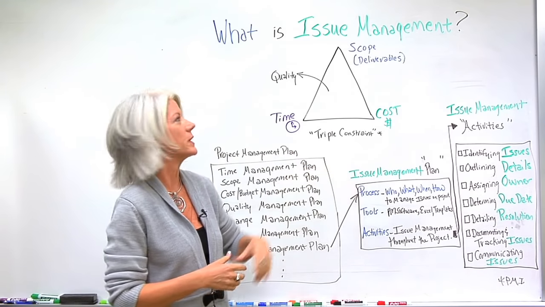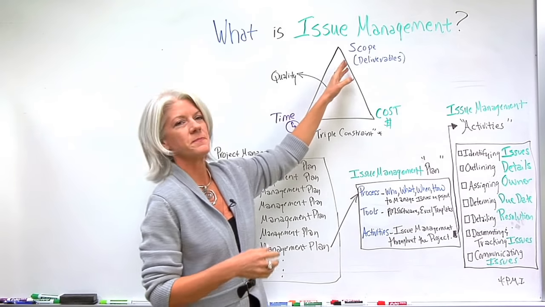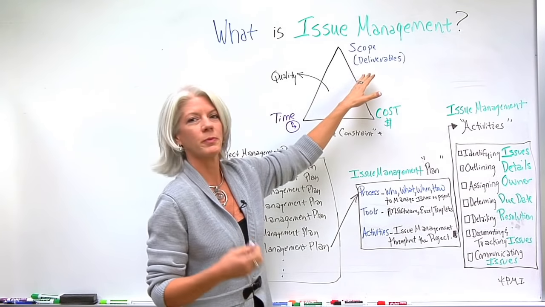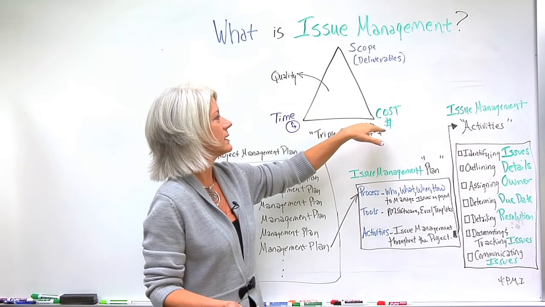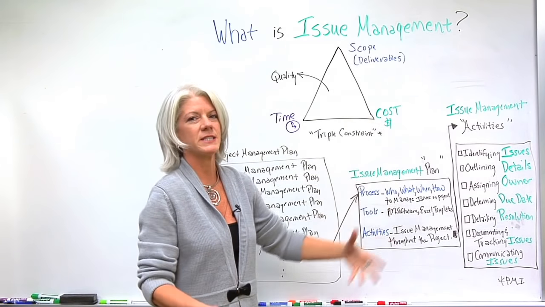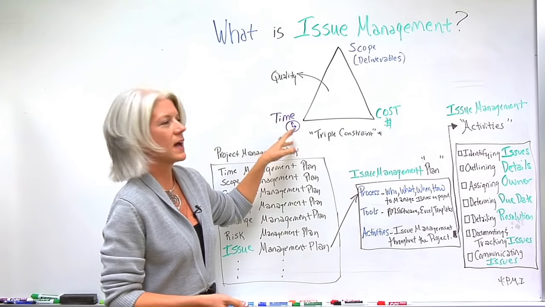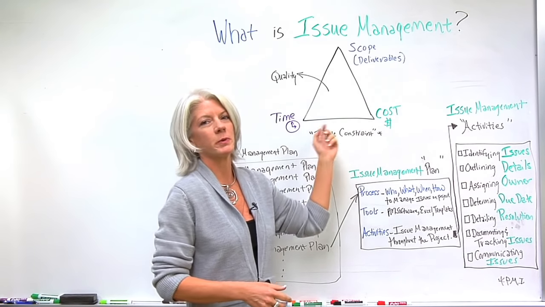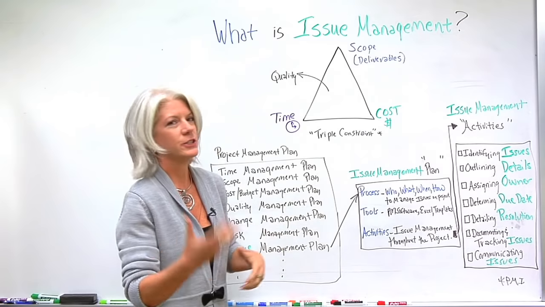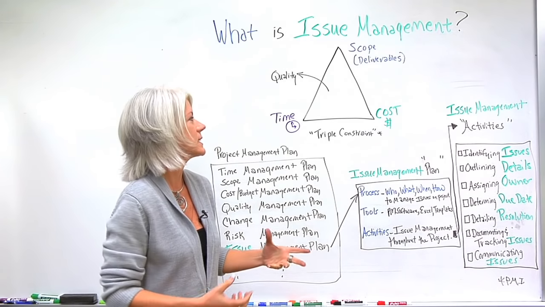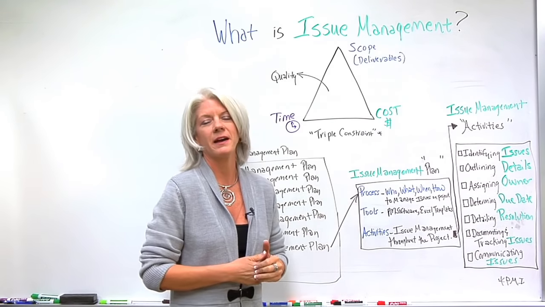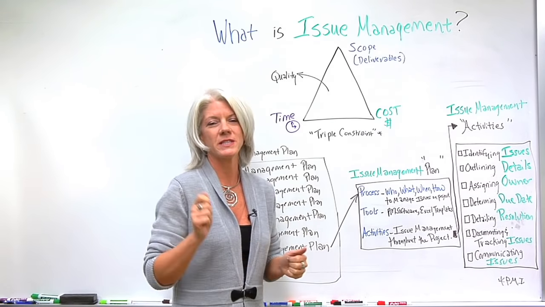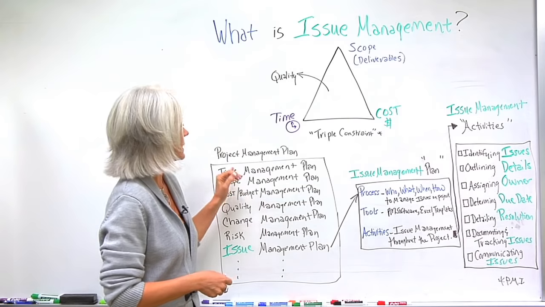It's the triple constraint. The triple constraint is keeping track of the scope, the deliverables we're producing, the cost and all of the expenses and the budgets, the time and the schedules, and the quality. So in order to preserve the triple constraint, we're always looking at issues, changes, risk. But in this whiteboard session, we want to look specifically at how to manage and track the issues. So let's take a look.